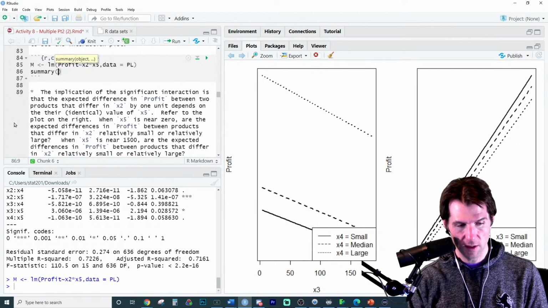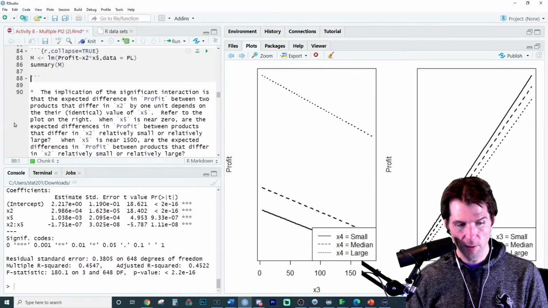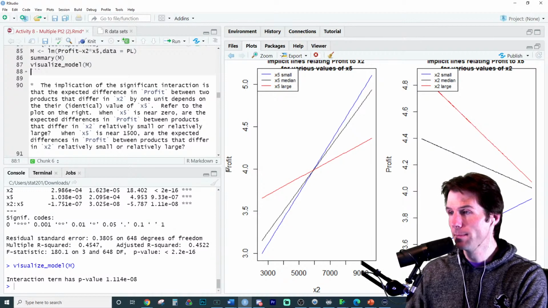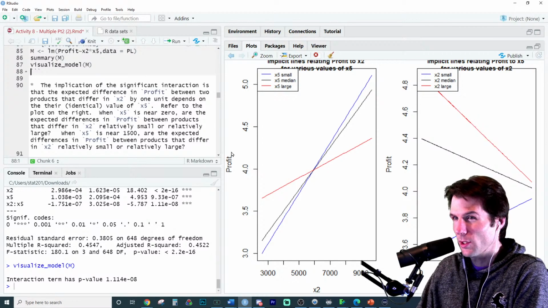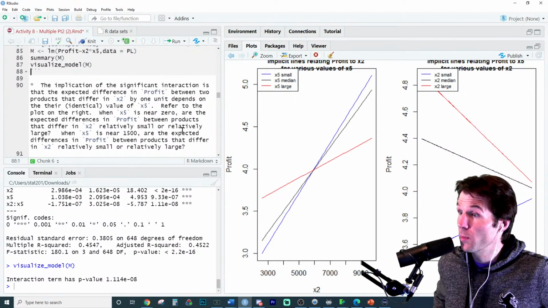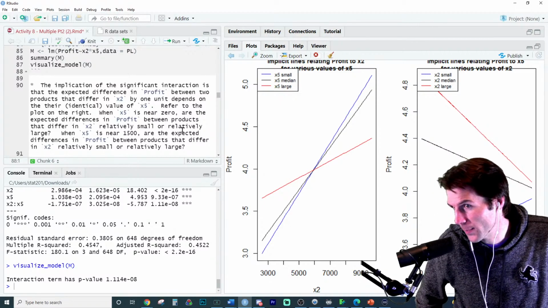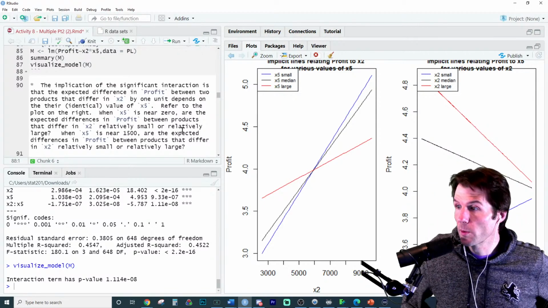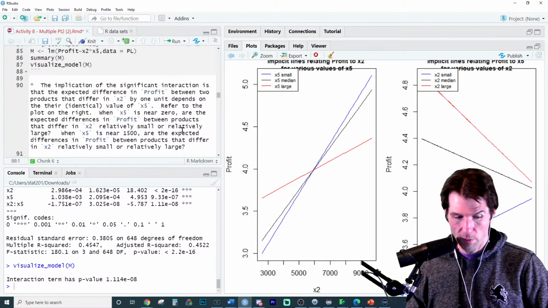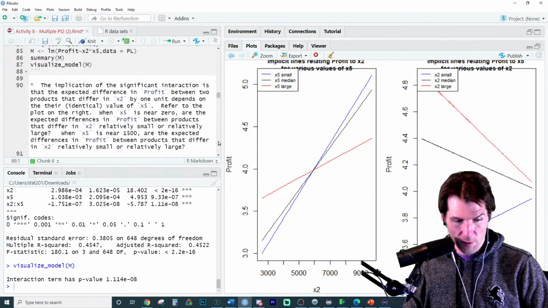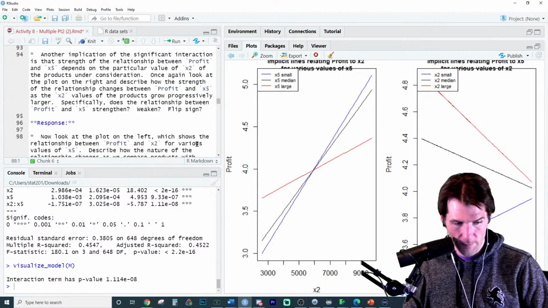And so we're going to summarize this. And there's our summary. We've got our model. Visualize it. And there we go. Definitely an interaction. And now we want to write out the implicit lines. This is where people usually get stuck. So the implicit lines are when we write out the equations for certain values. So what we want to do right here, which values are we writing them for?